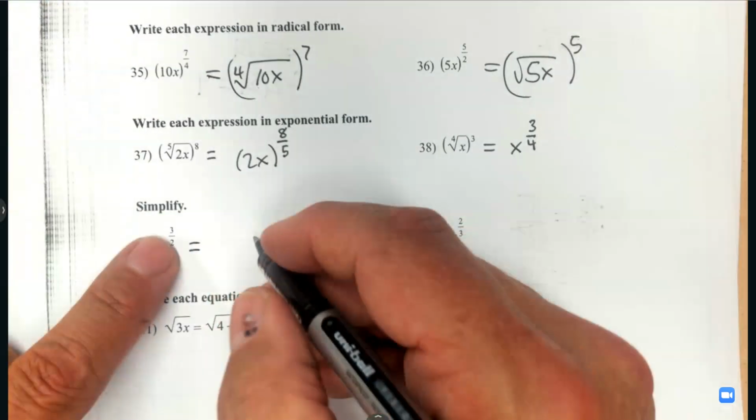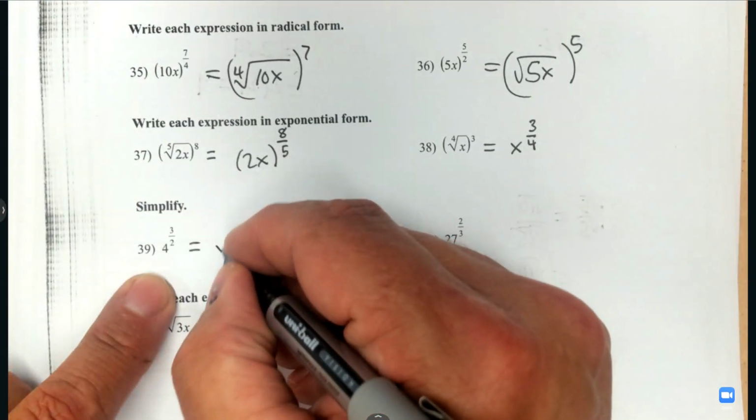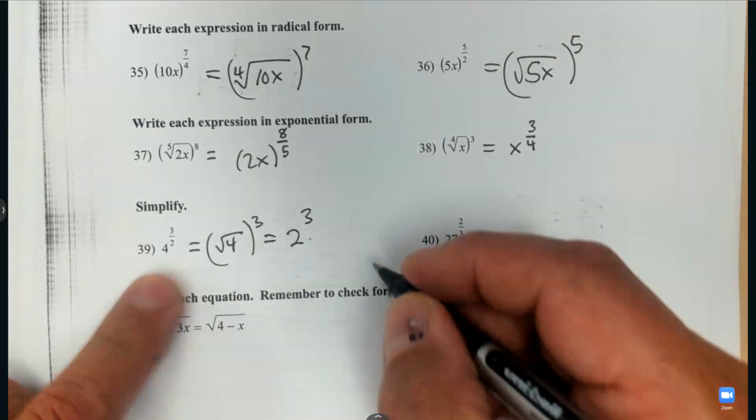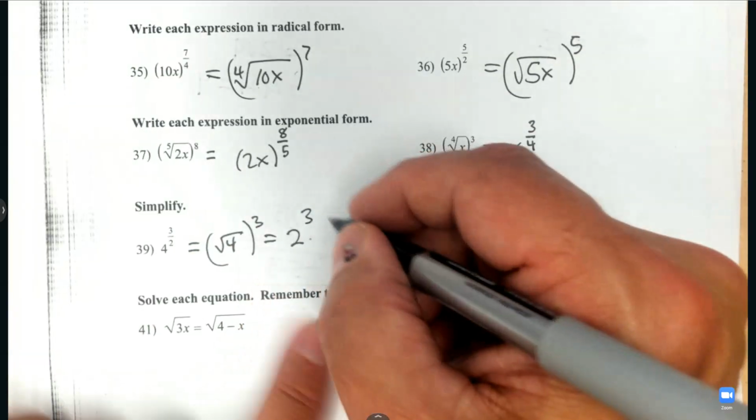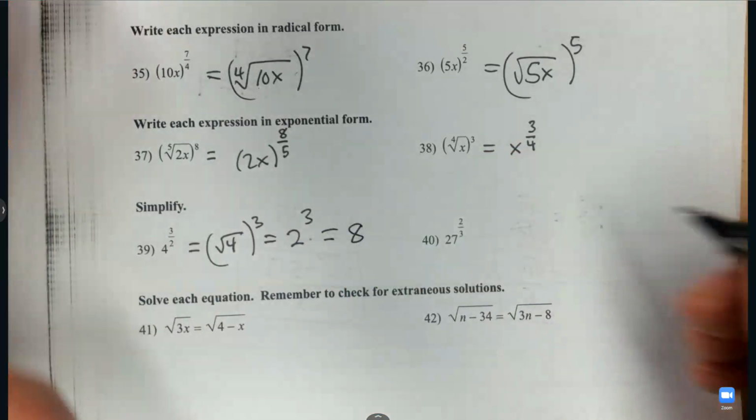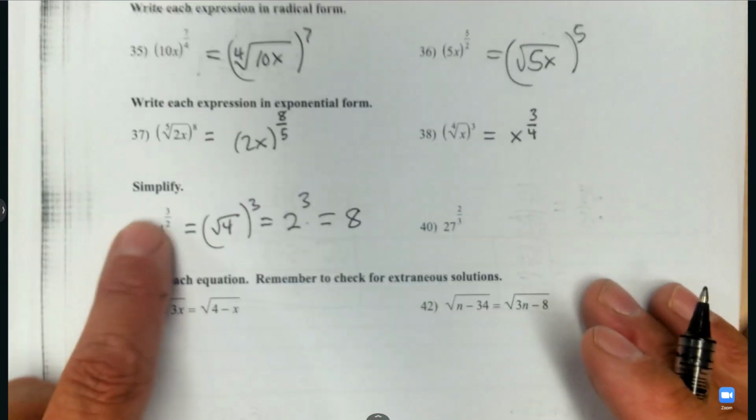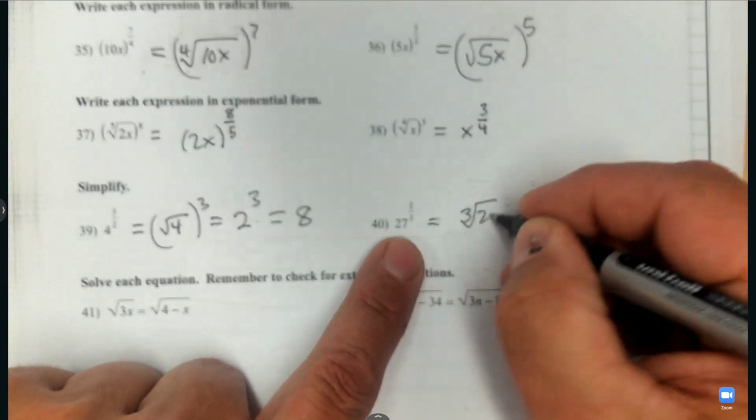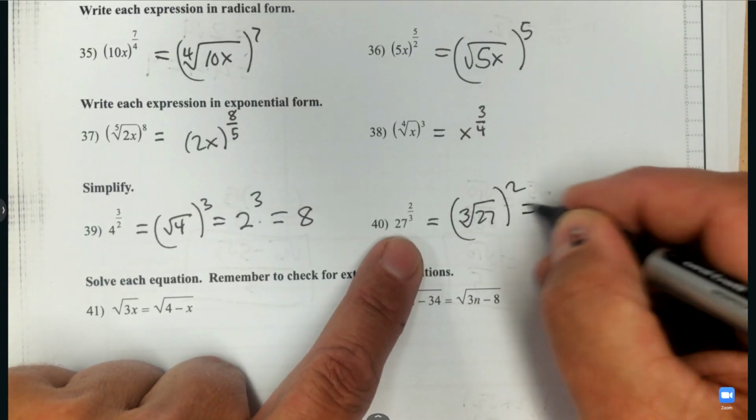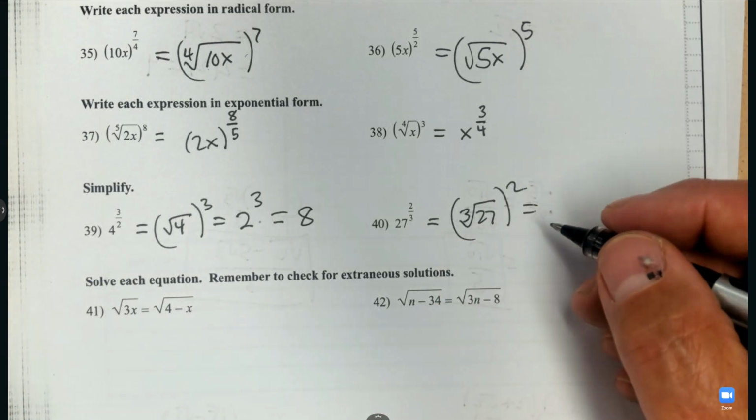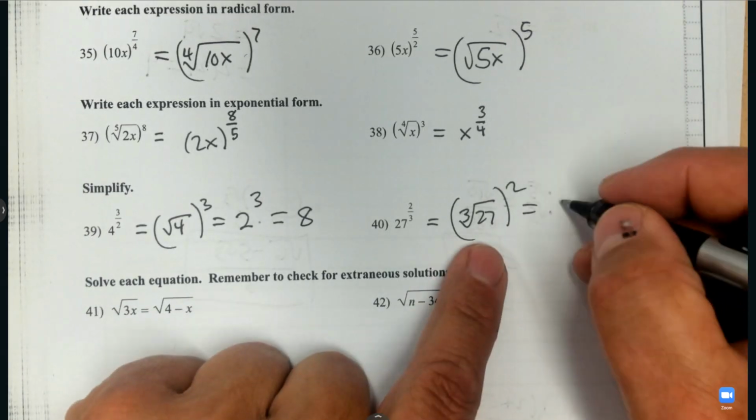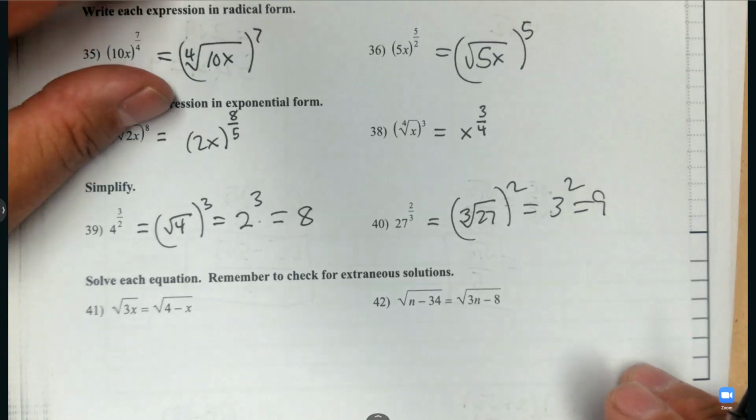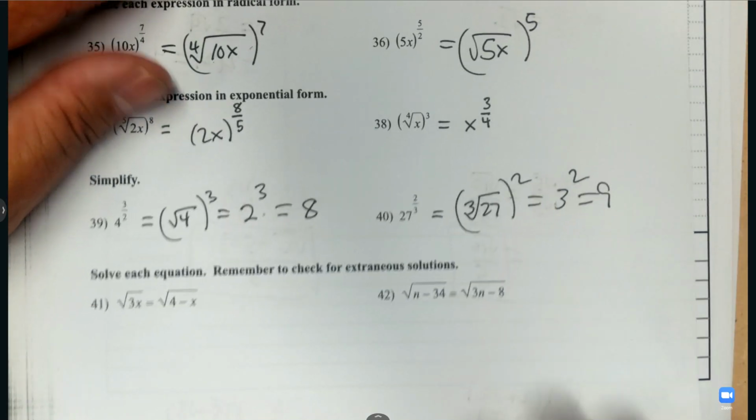If I want to simplify this, write it as a radical. That's the square root of 4 to the power of 3. So the square root of 4 is 2, and then 2 to the power of 3 is 2 times 2 times 2. So this answer is 8. Same thing here. This means the cube root of 27 to the power of 2. So the cube root of 27, what number times itself three times is 27, to the power of 2, and the answer is 9.